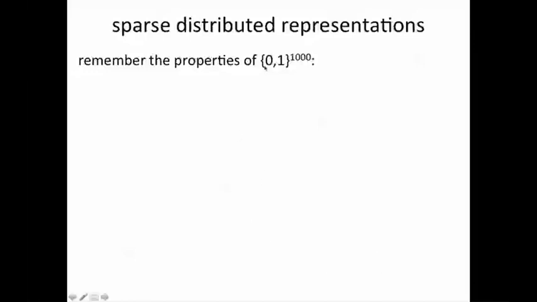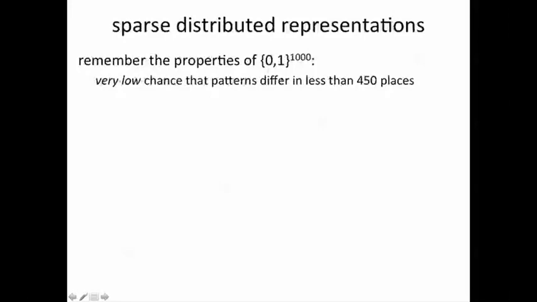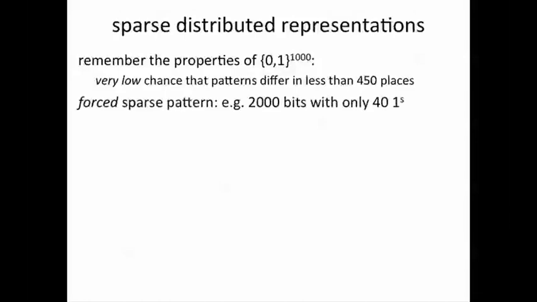Remember the properties of very long bit sequences of zeros and ones. In particular, if we have patterns of 1,000 bits in length, we learned that there's a very low chance that patterns differ in less than 450 places. So most random patterns chosen at random are far apart. Now consider special types of patterns. This time we'll take 2,000 bits because that's the example that Jeff Hawkins uses in his lecture. So we have a pattern of 2,000 bits, but it's forced to have only 40 ones. So only 2% of these bits are ones, and we force that in a particular way, which we'll describe shortly.